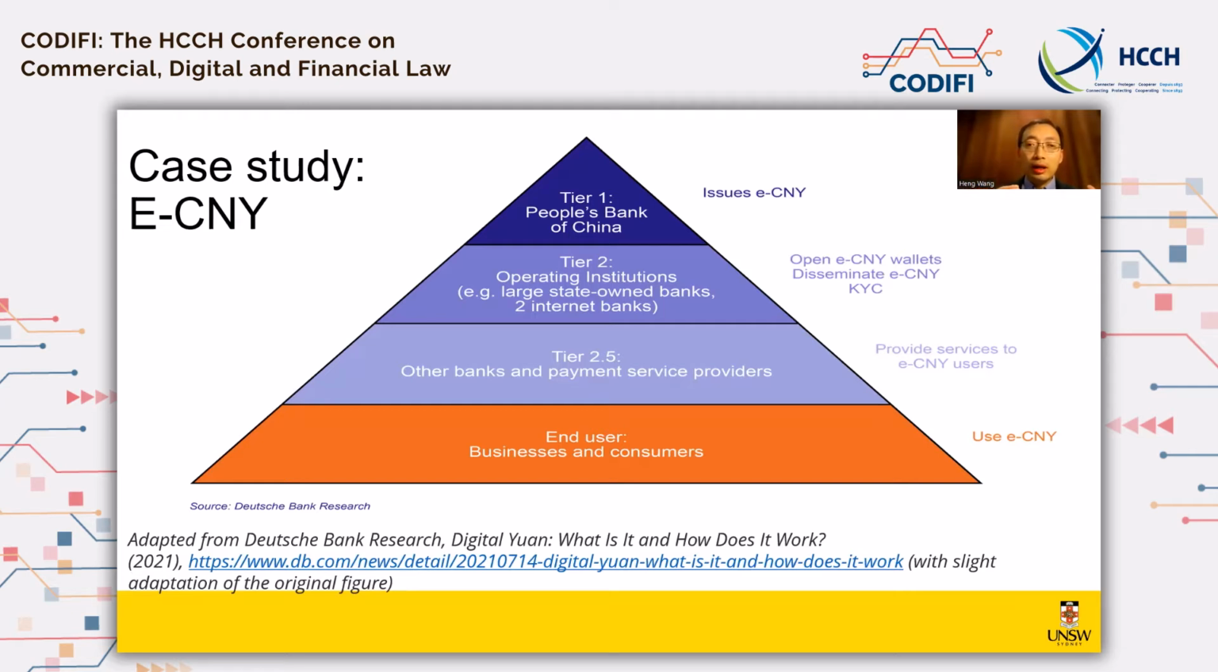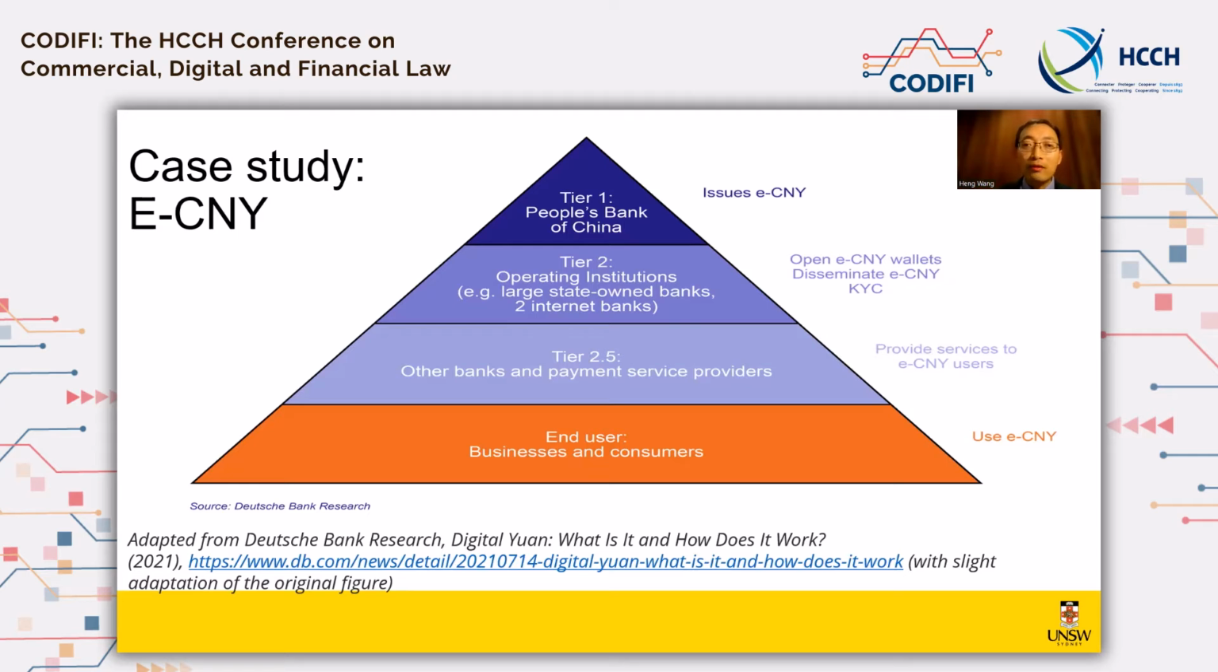If we look into the ECNY, they have tier 1, which is the central bank, the People's Bank of China, which issues ECNY. Then you have tier 2, a smaller number of operating institutions: large state-owned banks, internet banks, and telecommunication companies working with these banks. They open ECNY wallets, disseminate ECNY, and take responsibility for know your customer and also equipment or devices for ECNY. And then you have tier 2.5 below that, which provides services to ECNY users.